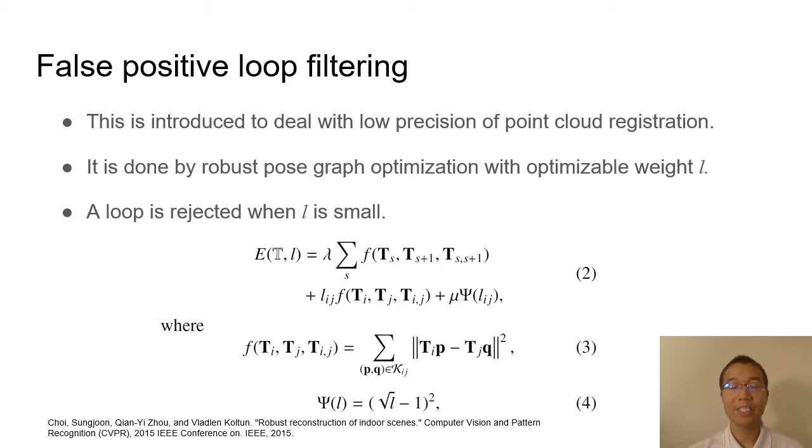Even after loop detection methods, there are still many false positive loops. In order to filter these loops, we employ the method developed by Choi and his colleagues, which is line process-based optimization. The idea is to introduce another optimizable parameter called L for each loop, and during the optimization process, this L is also optimized. If L is very small, then we will disable that loop. Interested users can refer to this paper for more details.